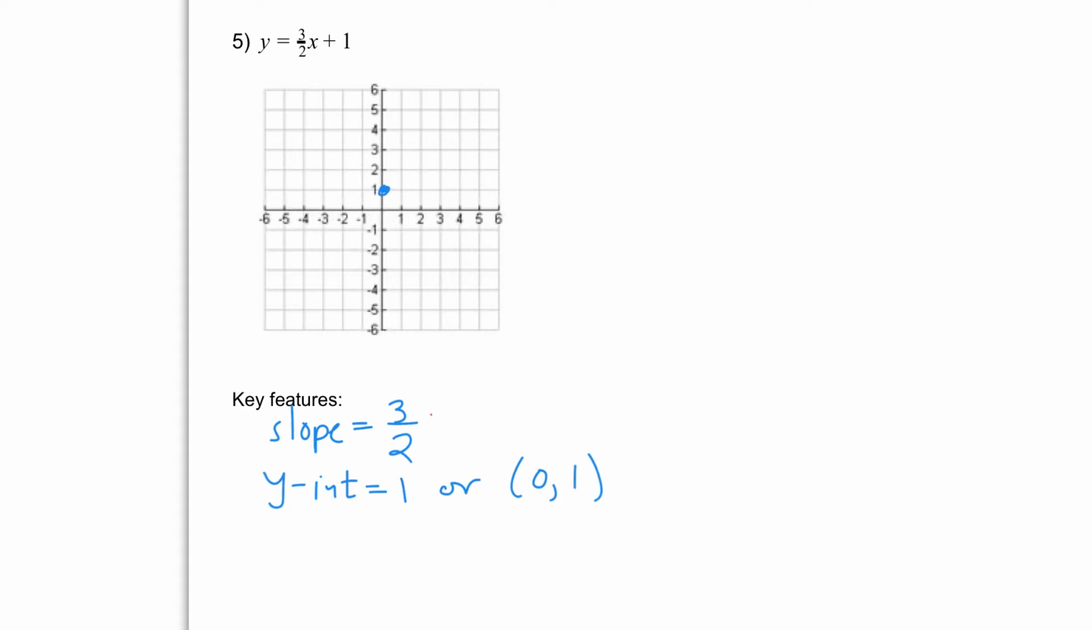Since the slope is positive on the top, that 3 is positive, it's going to indicate that it's going up. And the 2 positive means it's going to go to the right. Or again, we can do the complete opposite, which is to go down and to the left. So we can go to our point. We're going to go up 3, 1, 2, 3, and to the right 2, 1, 2, giving us the point 2, 4.